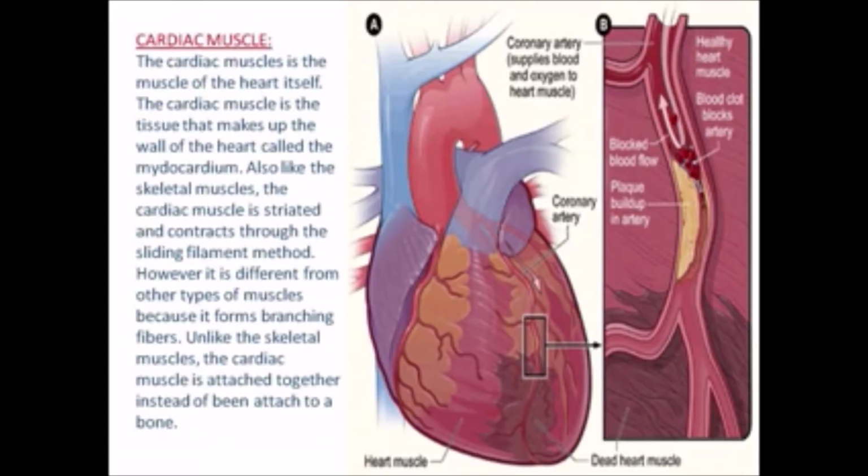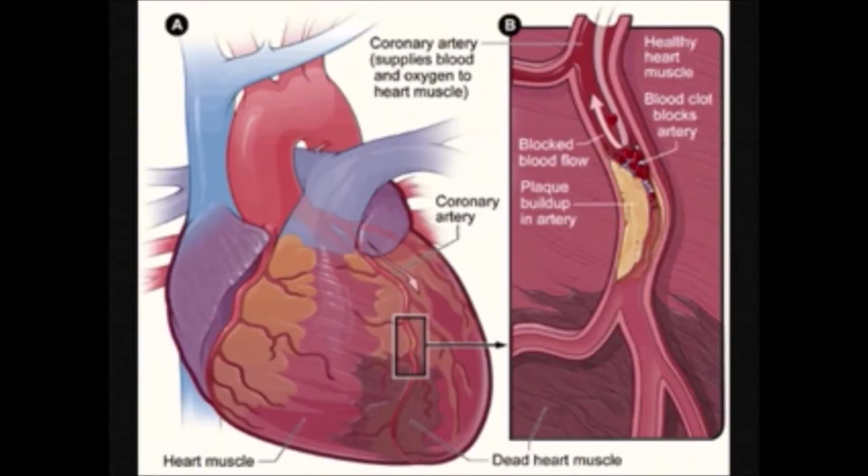Cardiac muscle. The cardiac muscle is the muscle of the heart itself. The cardiac muscle is the tissue that makes up the wall of the heart called the myocardium. Also, like the skeletal muscle, the cardiac muscle is striated and contracts through the sliding filament method. However, it is different from other types of muscles because it forms branching fibers. Unlike the skeletal muscle, the cardiac muscle is attached together instead of being attached to a bone.